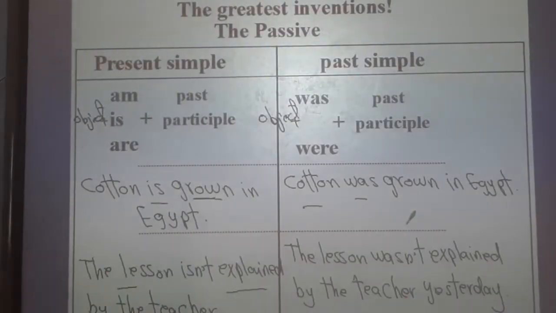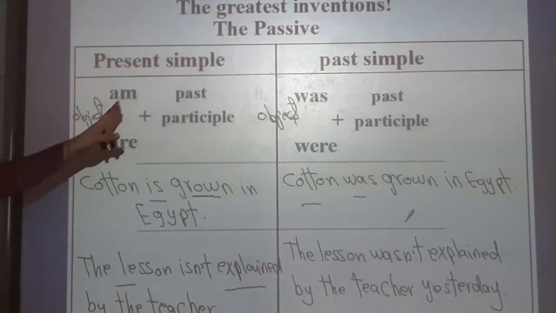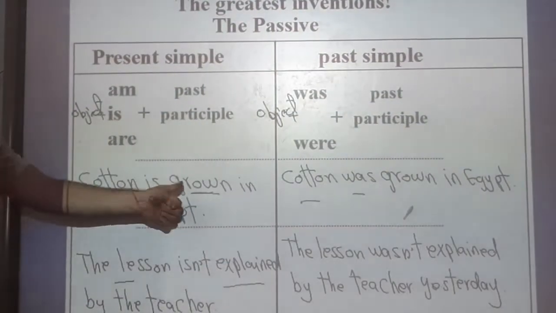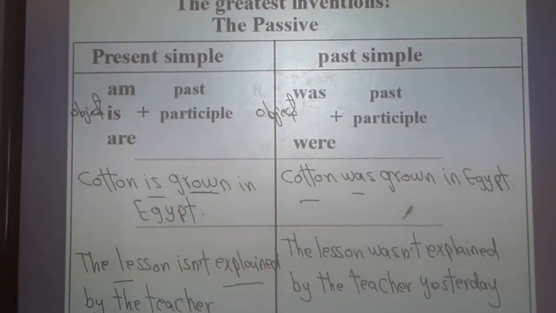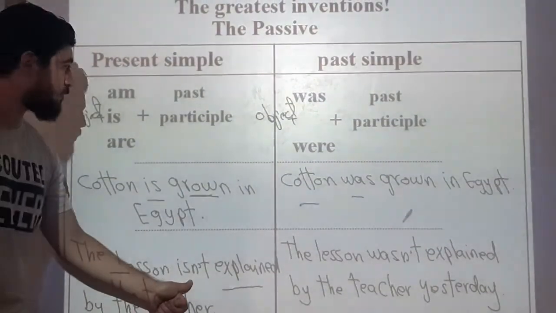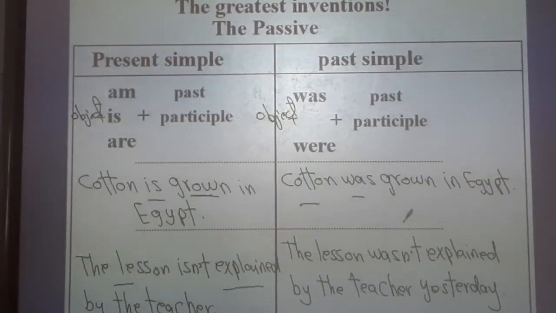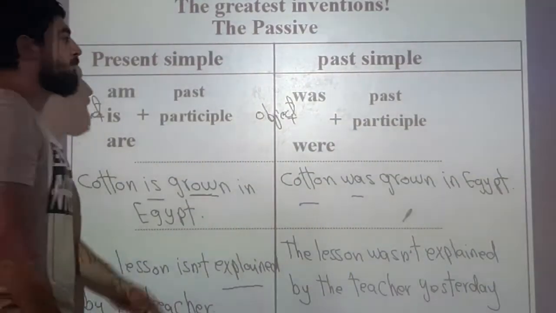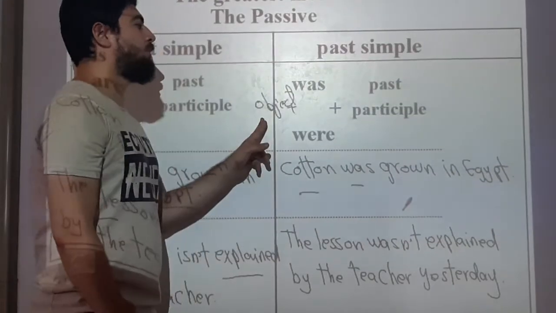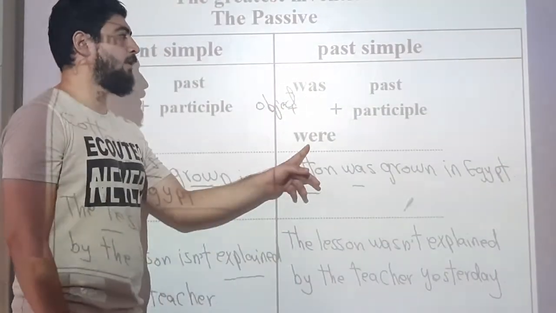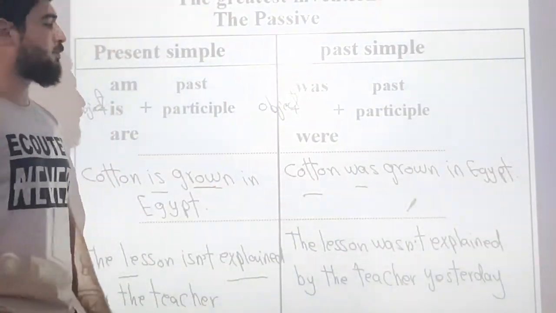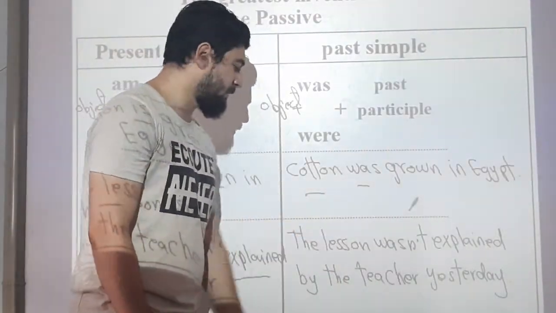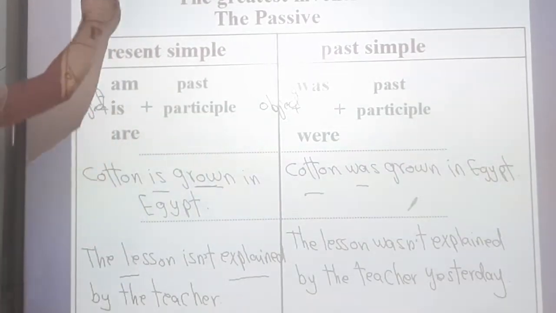Again, in the present simple passive, we use the object plus am, is, are, plus past participle. For example, cotton is grown in Egypt. And in the negative form, we use the lesson isn't or aren't, for example, by the teacher. The lesson isn't explained by the teacher. And in the past simple, we use the object followed by was or were plus past participle. For example, cotton was grown in Egypt. The lesson wasn't explained by the teacher.